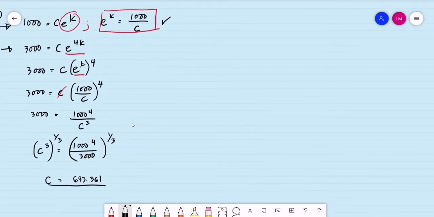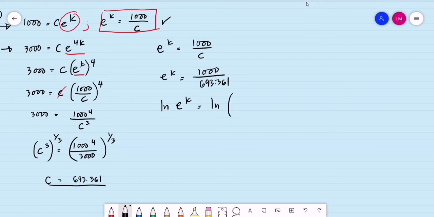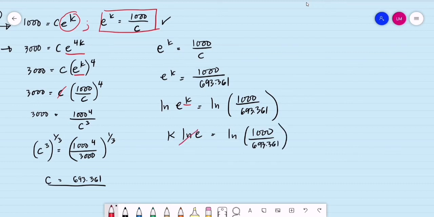Since we have now the value of c, we can now compute for the value of k. So from our first equation, e raised to k is equal to 1,000 divided by c. e raised to k is now equal to 1,000 divided by the computed value of c, 693.361. So how do we compute for the value of k? We are using again ln. This is ln of e raised to k is equal to ln of 1,000 divided by 693.361. So we may now bring down this exponent, the k, multiplied by the ln of e, which is equal to the ln of 1,000 divided by 693.361. What is the equivalent of ln of e? That's the same as 1.